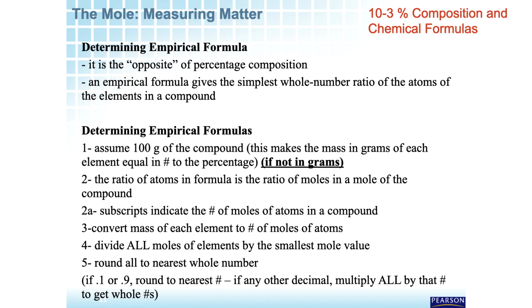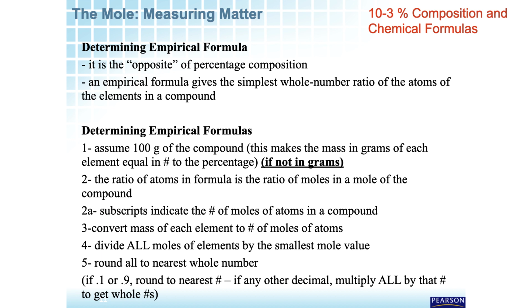The last thing we're going to do in this chapter is called determining an empirical formula. All ionic compounds, as listed with their proper formula, are empirical formulas, meaning they're in the lowest mole ratio. Now, I call this the opposite of percent composition. An empirical formula gives the simplest whole number ratio. So this is how we're going to calculate and determine an empirical formula.